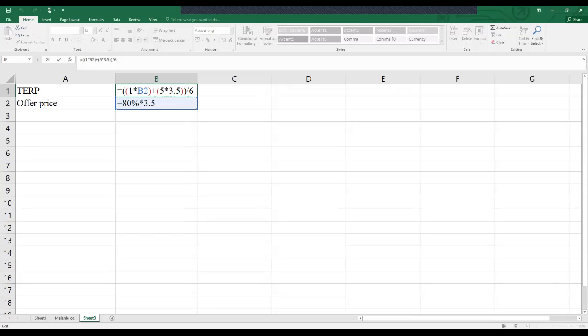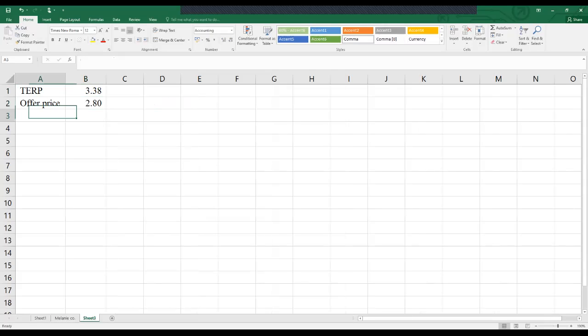Don't forget that the 1 times 2.8 plus 5 times 3.5 is the numerator. The 6 is meant to divide the entire expression above, so you add the bracket. Anyway, I know you're not like that, and you won't fall into that trap. So the benchmark share price is 3.38.